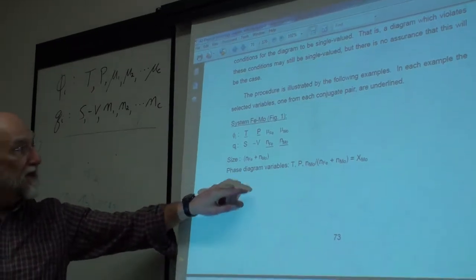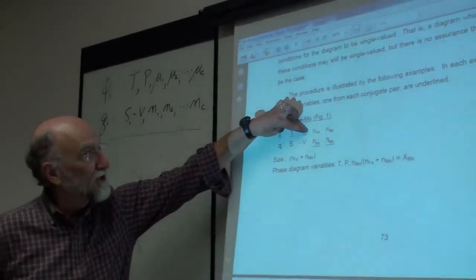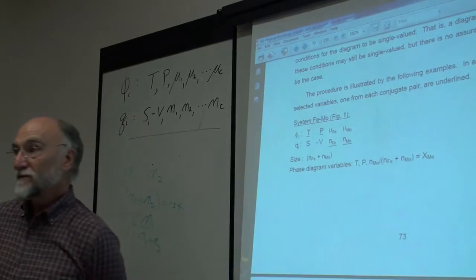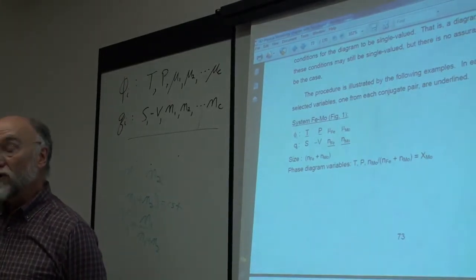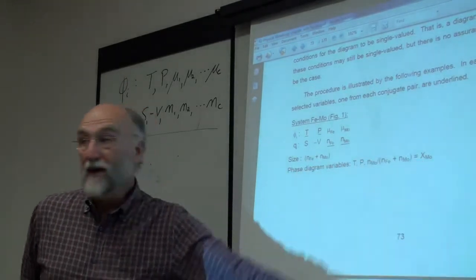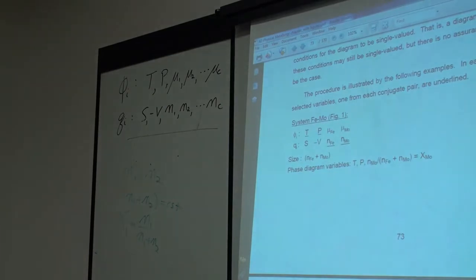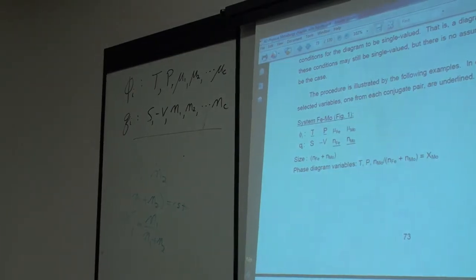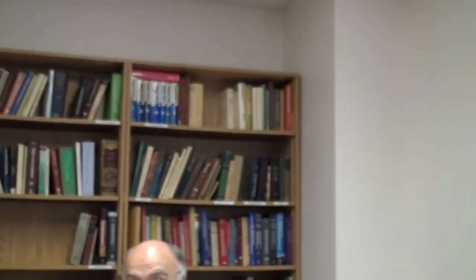And my variables then are temperature, pressure, and my normalized number of moles. So temperature, pressure, and composition are my variables. What I do is I keep one of those variables constant, and I plot the other two. So I keep pressure constant, and I plot temperature versus the mole fraction of molybdenum, and I get a proper diagram.